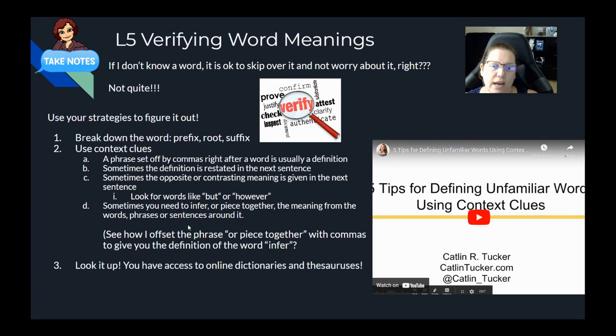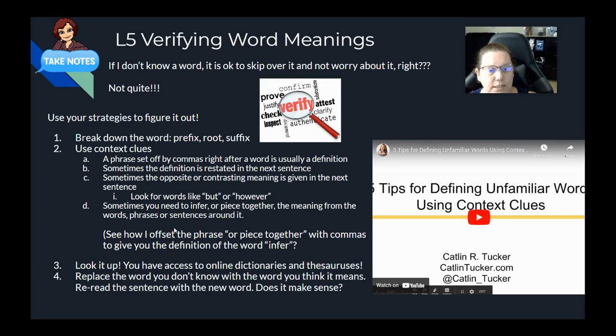Look it up. If you have access to an online dictionary and thesaurus, you can always look up the meanings of words if you don't know them, okay? And then replace the word you don't know with the word you think it means. Reread the sentence with the new word and figure out, does it make sense?